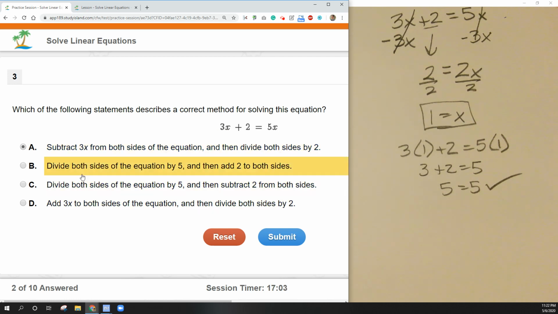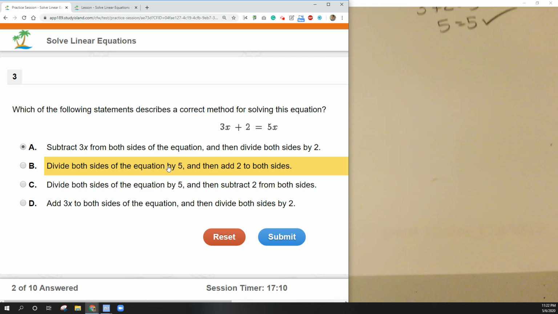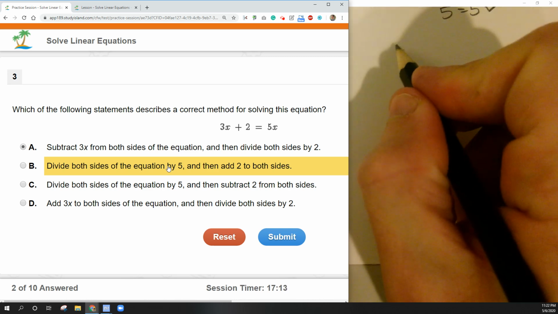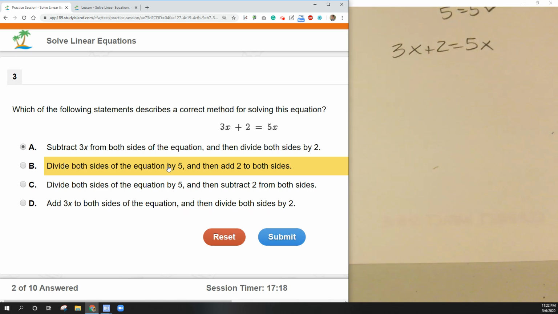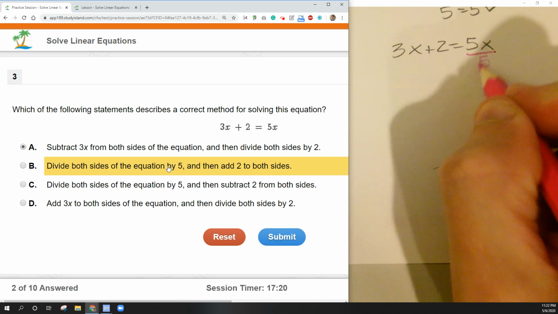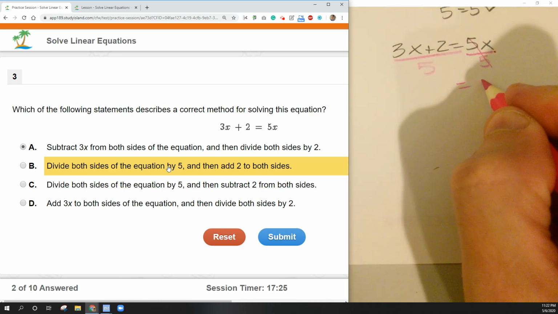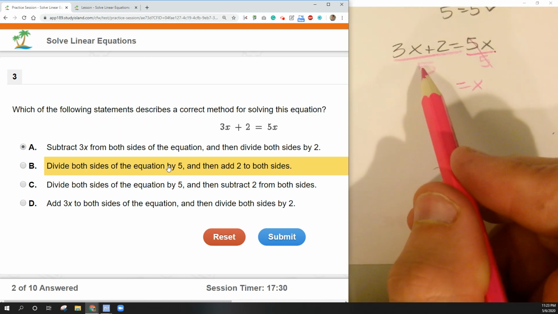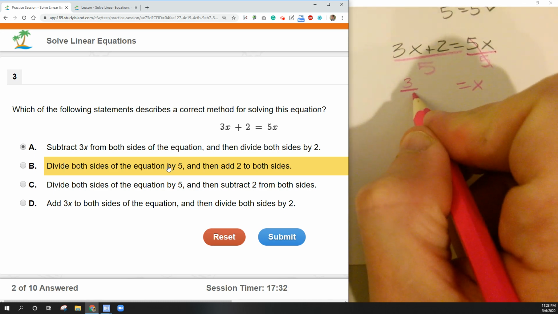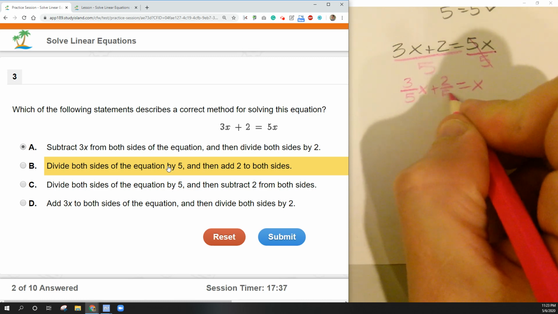Let's read what these other ones are. Divide both sides of the equation by 5. Let's try that. Let's just see what happens if I divide both sides of that equation by 5. If I start off with 3x plus 2 equals 5x, if I divide both sides of this equation by 5, on the right side, the 5's cancel out and I'm left with 1x. That's good. But on the left side, what happens? 3x gets divided by 5. So 3 divided by 5, so 3/5 x. And 2 gets divided by 5, so plus 2/5.